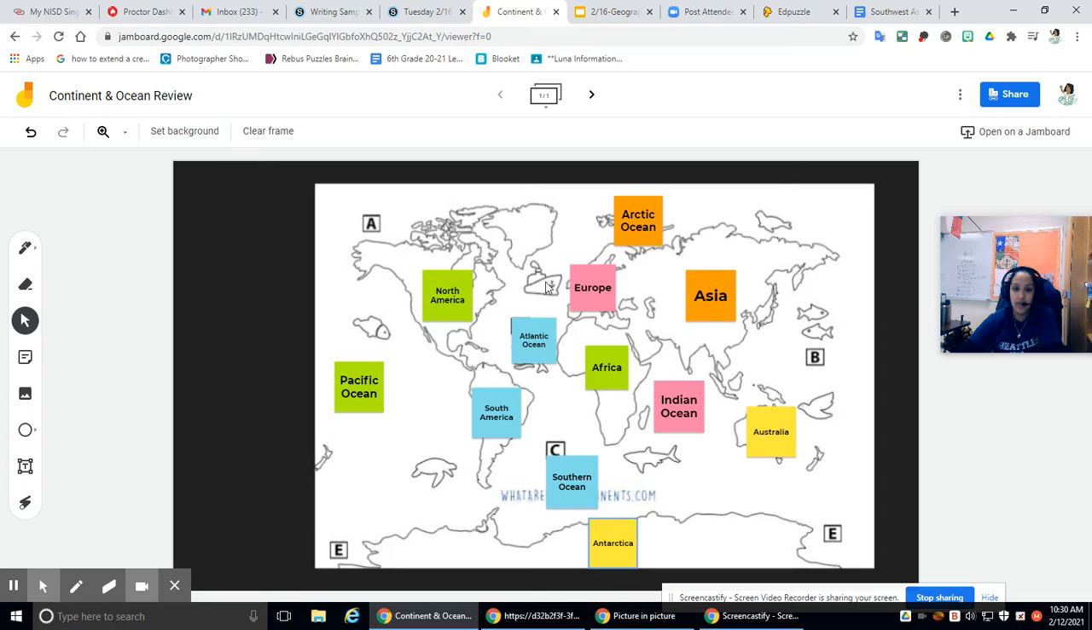The Atlantic Ocean is in between North America and Europe. The Southern Ocean is just north of Antarctica. The Indian Ocean is always in this little pocket. And the Pacific Ocean is over here and as well as here because the Earth is round.